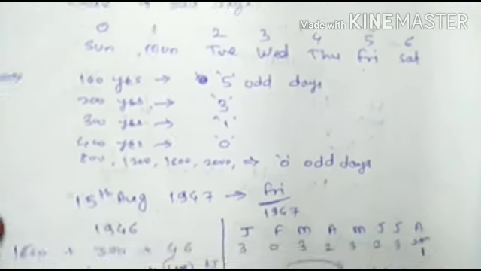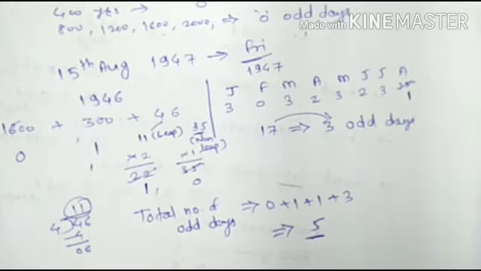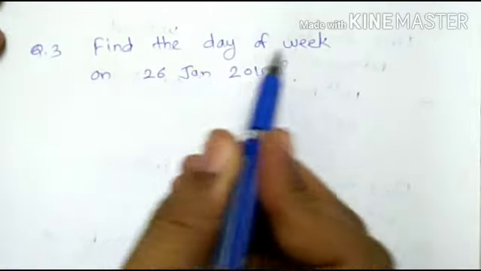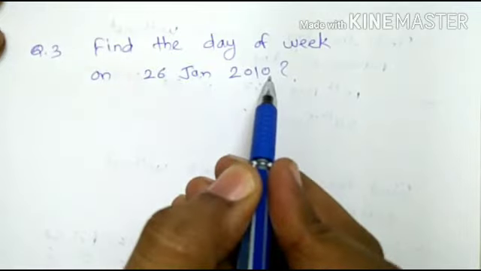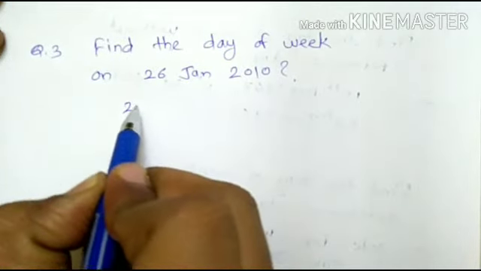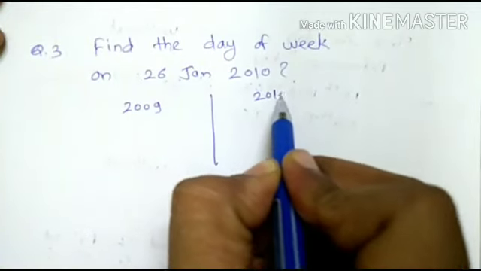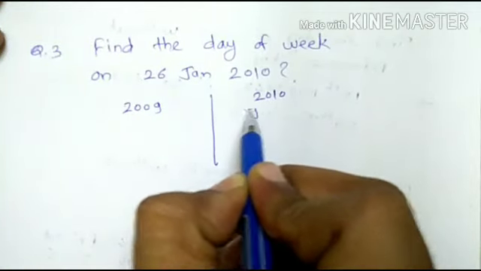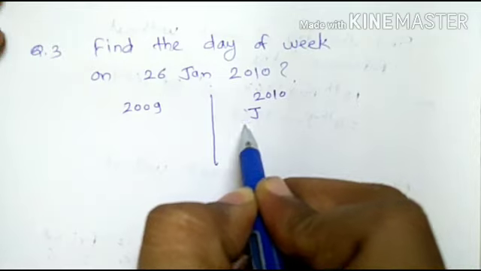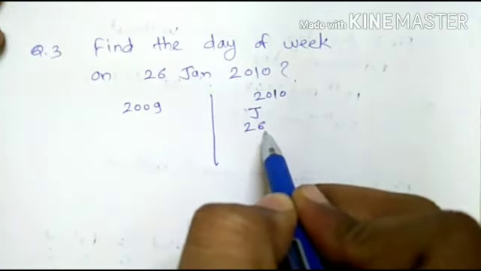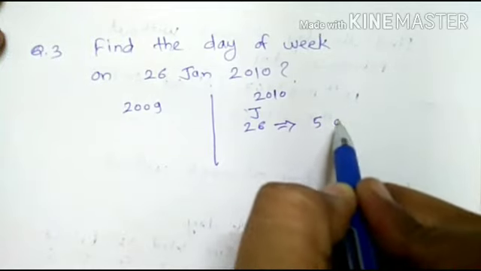Okay. Next question. Question 3. Find the day of the week on 26 January 2010. First step, completed years are 2009. After that, the given year is 2010, and in that, how many days are there in January? Up to 26, so 26. 26 means 5 odd days.